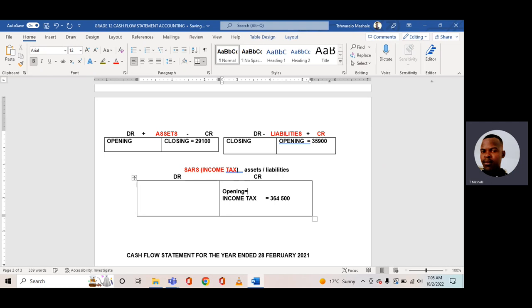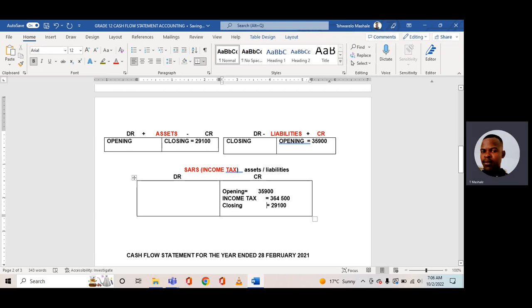Opening. So our opening here, it's how much? It tells us that it's 35,900. We took it from the credit side of our liability. Therefore, we record it on the credit side of our SARS income tax. Therefore, we go to our closing. We are taking it from the CR. Therefore, we're going to record it to the CR of this account. Our closing here says it's 29,100. So here, what's happening is that you are taking the amount from the credit side of that asset account, and then you record it on the credit side of the other account.